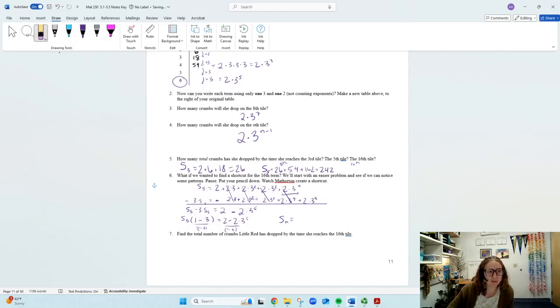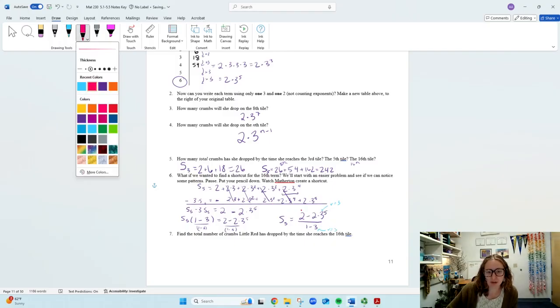So before we come up with that value for n, let's look at our S5. S5 is going to be 2 minus 2 times 3 to the 5th, all divided by 1 minus 3. And we can start to see what is going on here. So this 3, just like this 3 right here, is my common ratio. It's what I'm multiplying by each time.